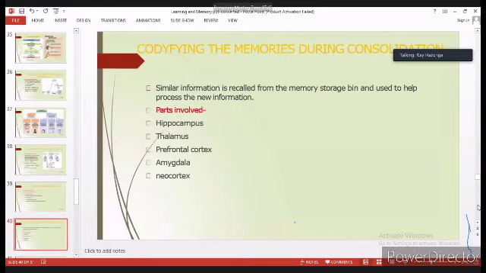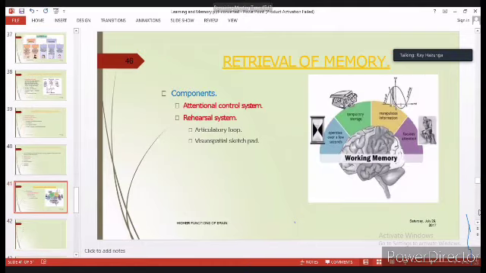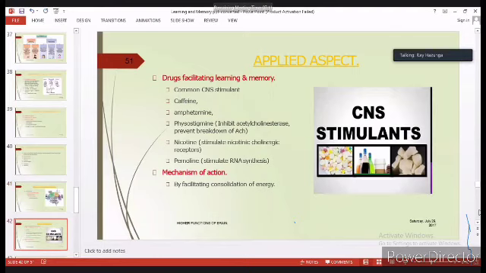So which parts of the brain are involved in codifying long-term memory? The answer is there. The question is simple. Hippocampus, thalamus, prefrontal cortex, amygdala, neocortex. I think this is one presentation that may be difficult for you, but just try to spend a bit of time, not so much on the first part, but this second part. Retrieval of memory, nothing much there. Then applied aspects like drugs that can facilitate and increase your ability to learn and memory.